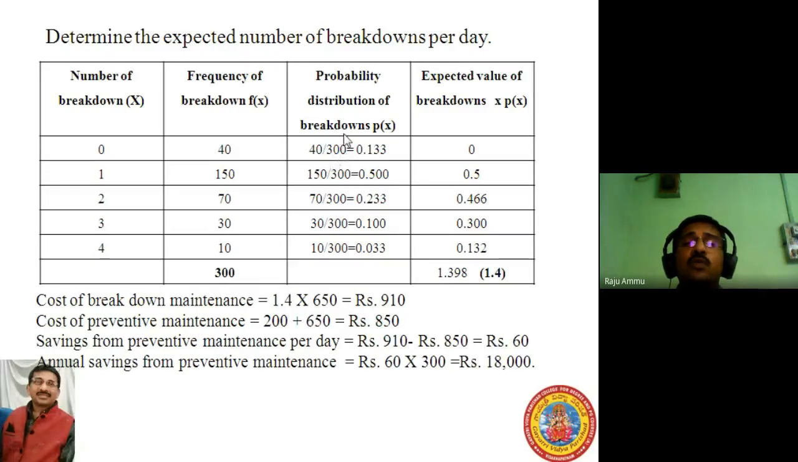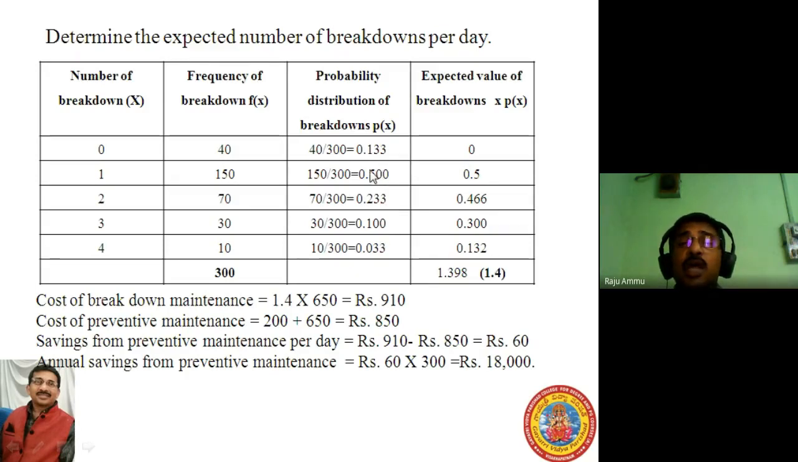Out of 300 days, only 40 days experienced this, isn't it? So 40 by 300. What is the next one then? It is 150 by 300. Next is 70 by 300. Next is 30 by 300. And the next is 10 by 300. So your probability is this. Frequency of occurrence is this.